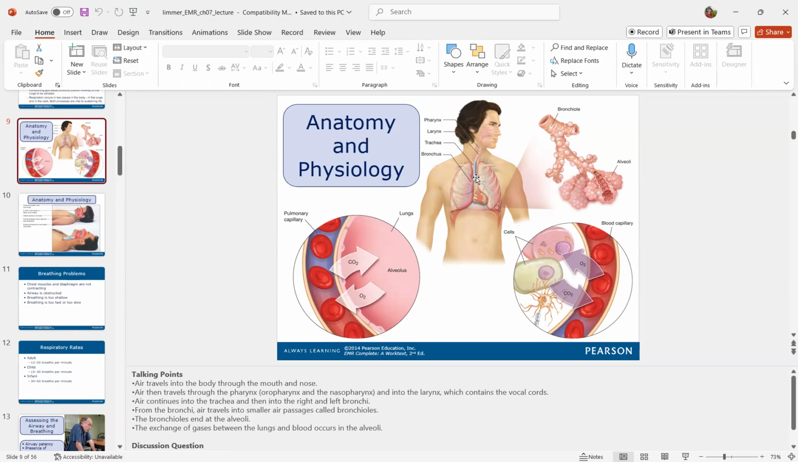And from there, it travels into smaller air passages called bronchioles. So as the bronchi get smaller, they're called bronchioles, which is right here. At the end of these little bronchioles, very far distal or furthest end of these are alveoli. And this is where that oxygen exchange is going to take place. That exchange of gases between our lungs and the blood. So we're trying to get that to take place there, and we can have breathing problems because there's stuff wrong with the alveoli. And we'll talk about what some of those are when we talk about the respiratory chapter.